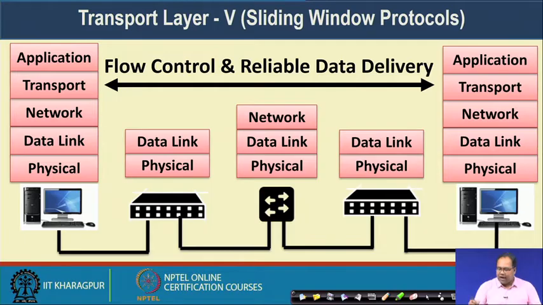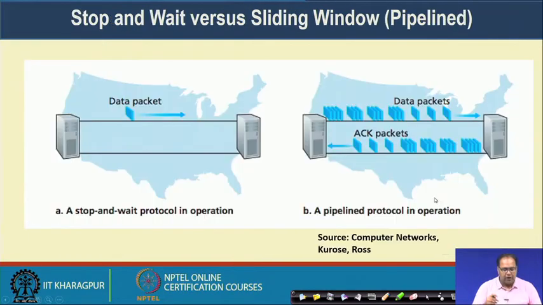There we have seen that in case of the stop and wait protocol, one major disadvantage is that you can have only one packet outstanding in the network, and that is why you are not able to utilize the full capacity of the link. For every outgoing packet you have to wait for the acknowledgement. Unless you receive the acknowledgement, you will not be able to send the next packet.